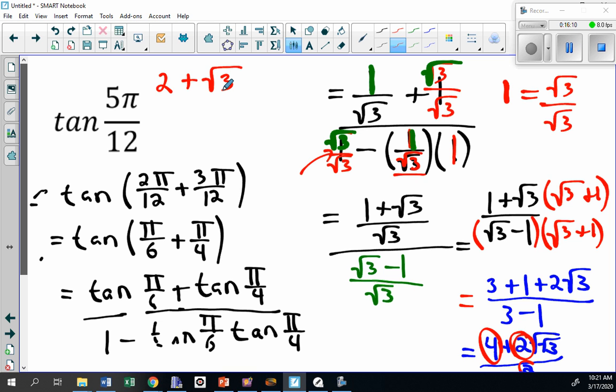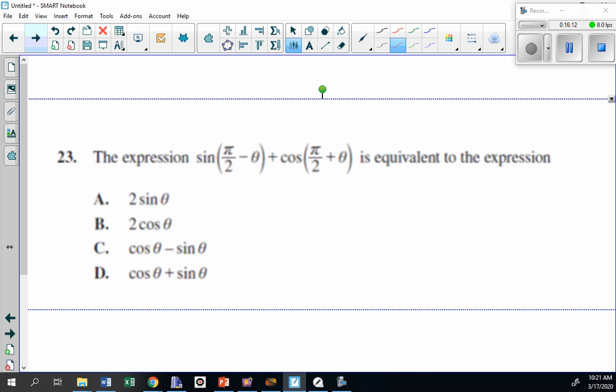Okay, moving on to our last question. This is a diploma question. I really like this one. It looks very difficult, but it simplifies so nicely. So the expression sine of (pi over 2 minus theta) plus cosine of (pi over 2 plus theta) is equivalent to the expression. We've got 4 expressions here. They look fairly similar, so this is not a time to guess and check. I would do the work separately and then match my answer.